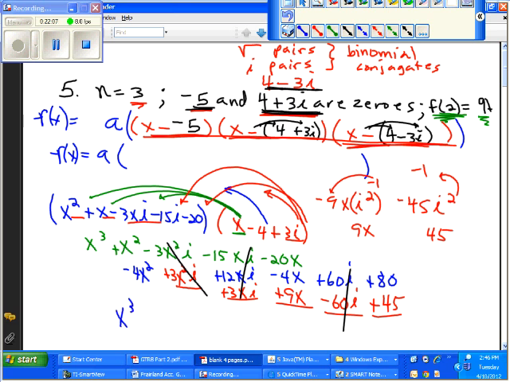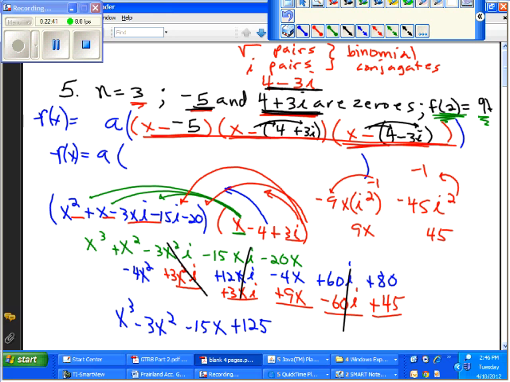We end up with x to the third minus 3x squared. We got a minus 24 and a positive 9, which would make a negative 15x. We've got an 80 and a 45, which makes a 125. And so we end up with x cubed minus 3x squared minus 15x plus 125. Notice that all those i's canceled out.